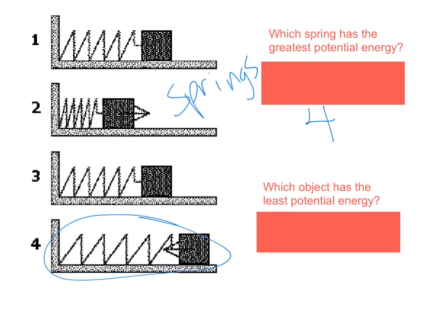Let's look at this one. Which object has the least potential energy? So now we're looking at the opposite of the most. So go ahead and pause the video, get an answer, and then continue playing the video so I can give you the answer.